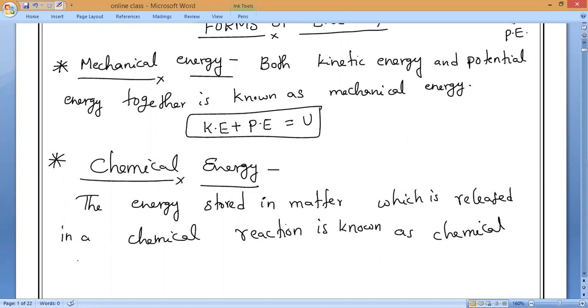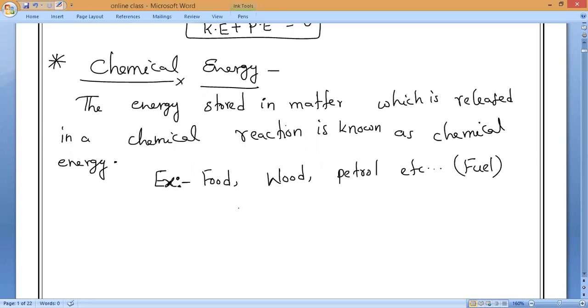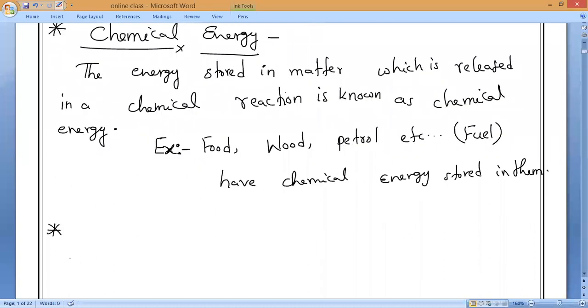Can you give any example of chemical energy? Substances which contain chemical energy, if you burn them, will produce heat energy. Substances store the chemical energy and release it during the reaction. You can take wood, petrol, diesel, etc. All the fuels come under chemical energy. They have chemical energy in them. Are you clear?